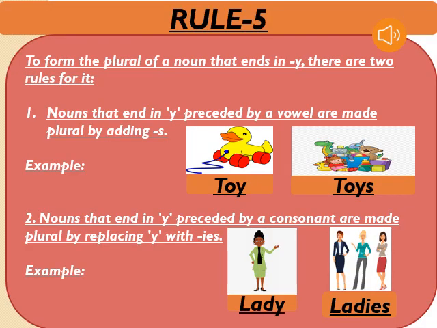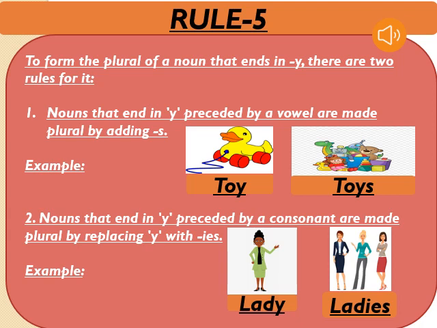Last but not the least, rule number 5. What does rule number 5 say? Let us see. To form the plural of a noun that ends in y, there are two rules for it. Now whenever you find any noun word which is ending with letter y, for converting it into its plural form, there are two rules.